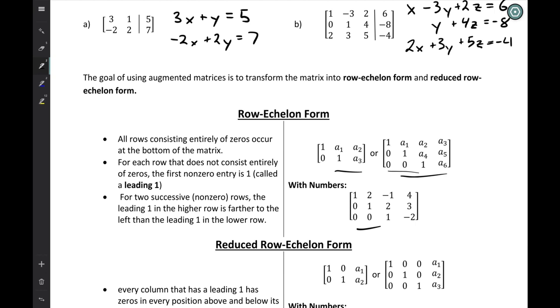This is your leading one. Like in these, my first non-zero entry is always 1. You want it to be kind of descending. It looks kind of like a pyramid. For 2 successive non-zero rows, the leading one in the higher row is further to the left than the leading one in the lower row. So notice that diagonal shape that we just talked about.